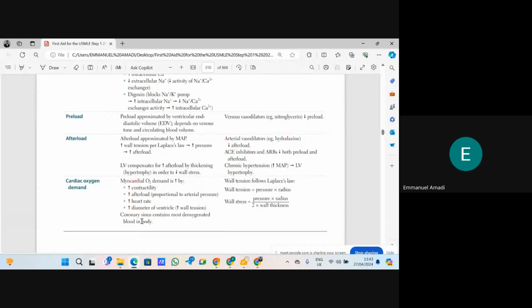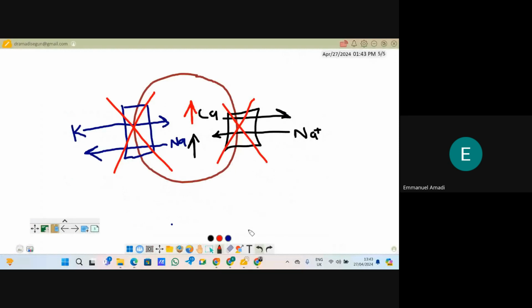Remember, when you talk about preload, you're looking at volume, not pressure. This is the volume of blood that gets back to the heart at the end of diastole. Now, there are two things that will definitely affect your preload. Let us start talking about it.